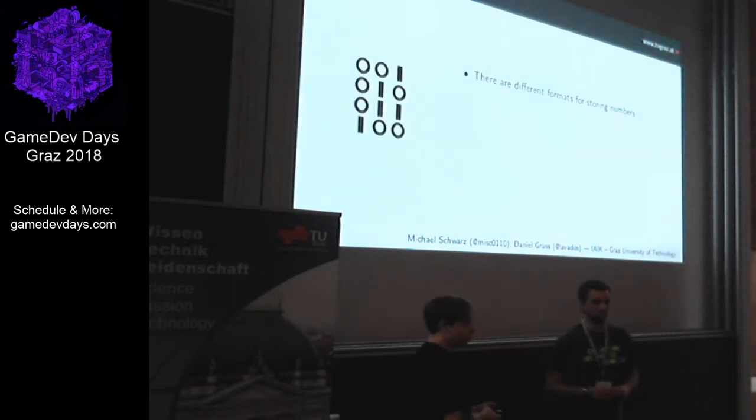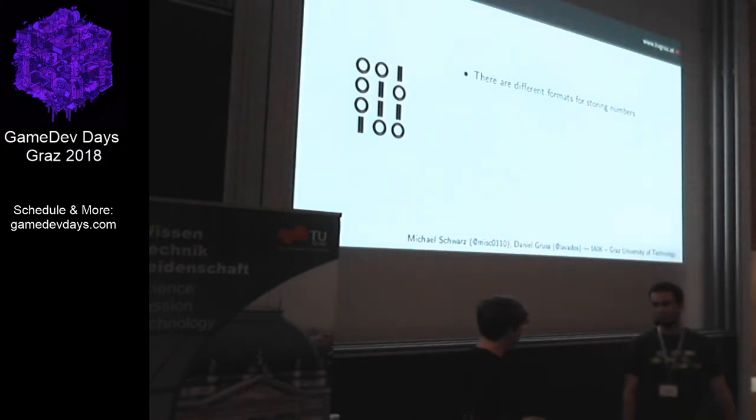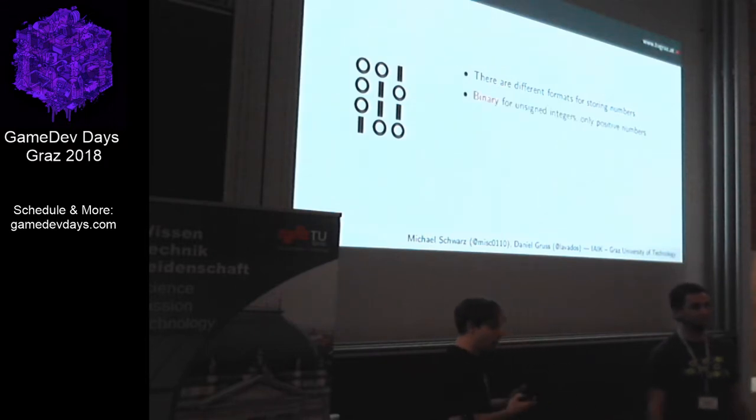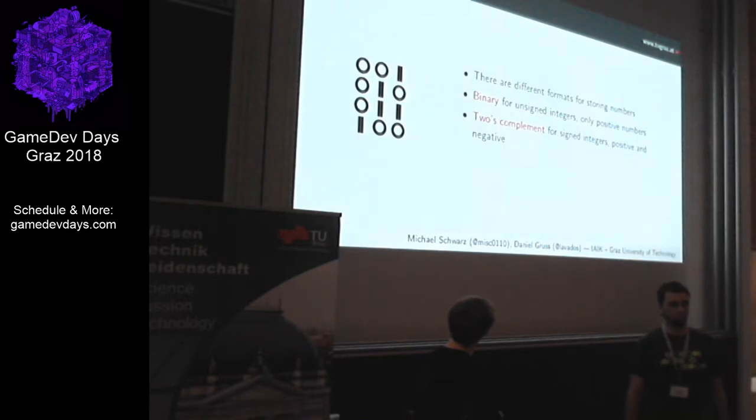There are different formats for storing numbers. We have to talk a bit about numbers, because in computer games they often store things in numbers, like the amount of money you have. That's a number. And there are different formats. We have binary for unsigned integers or positive numbers. We have the 2's complement for signed integers. But we also have these, they are a bit more ugly, but we will talk about that in a second.